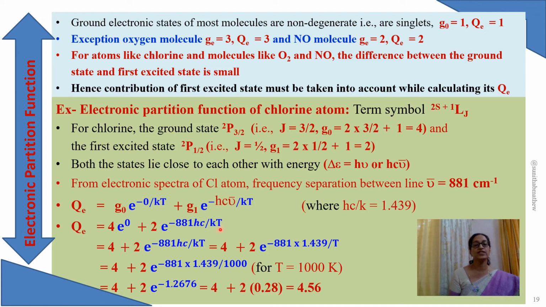We have already seen that hc upon k is equal to 1.439. We will substitute the value for the temperature. Let us take 1000 Kelvin. On substituting the value and calculating the exponential, we get the value equal to 4.56. So generally Q_E is equal to 1, but there are exceptions for atoms like chlorine and molecules like oxygen and NO, where the Q_E can be greater than 1.